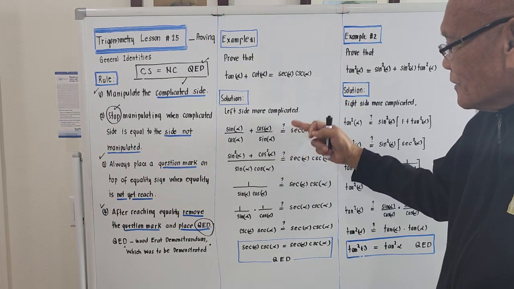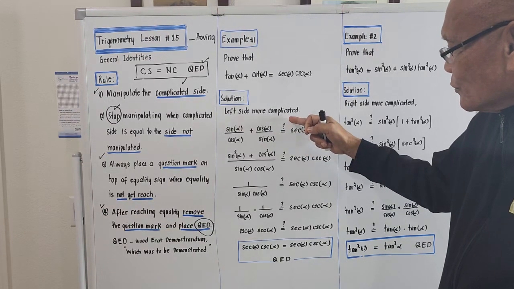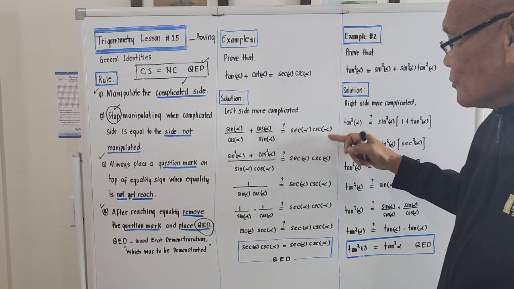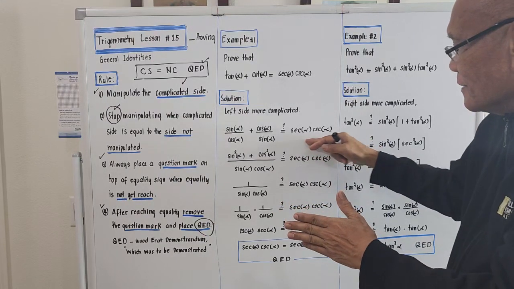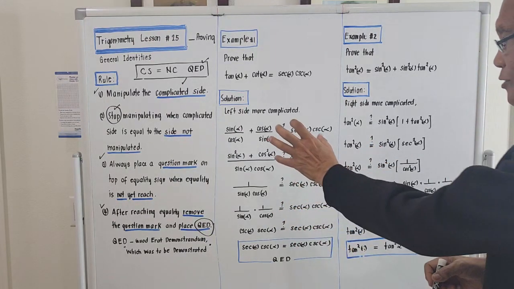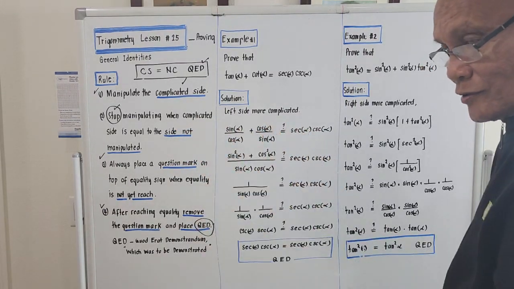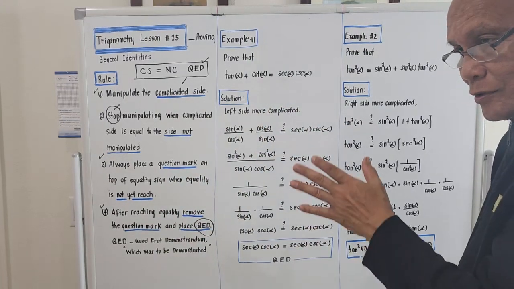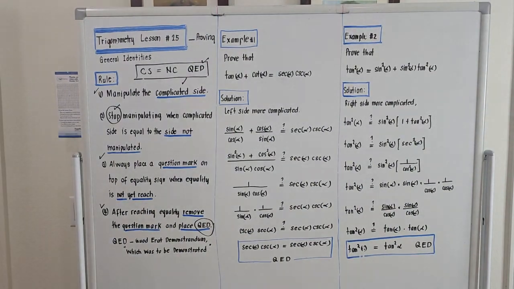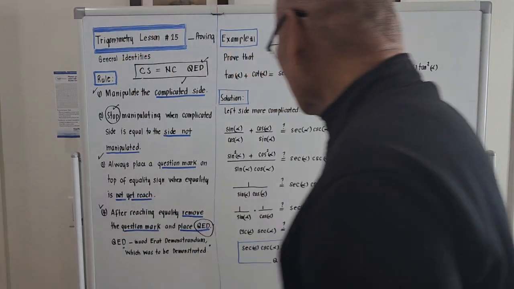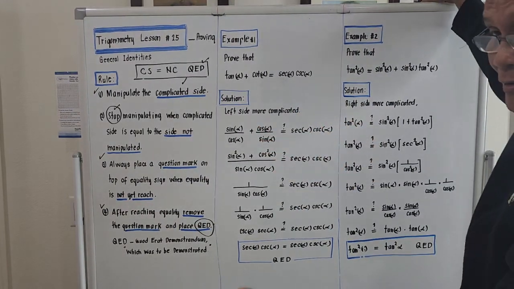Is it equal to? We got a question mark here. The right hand side, we don't touch it. This is the not complicated side, right? So we just rewrite it. Then try to make some algebraic manipulations on the left hand side. That's why on the complicated side, try to make some substitutions or some algebraic manipulations.